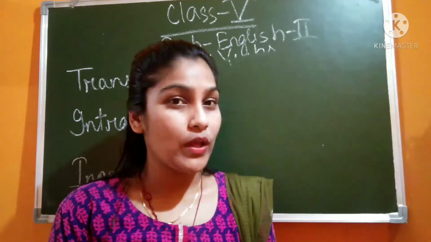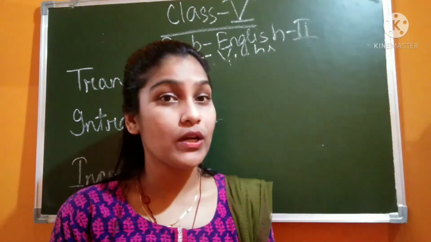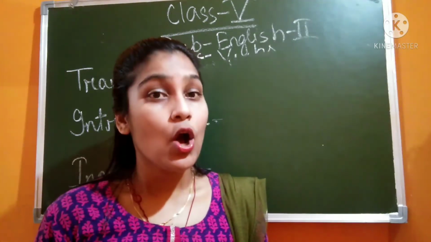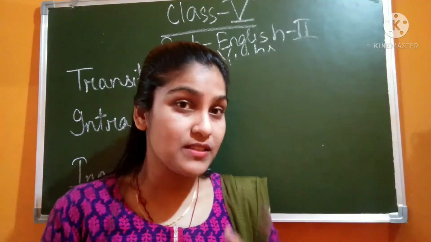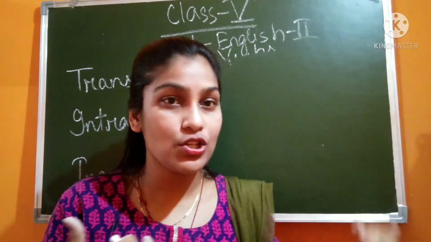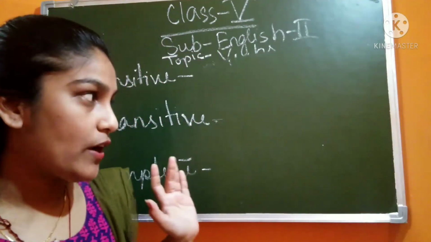So in the last class we learned about what an object is. What do you mean by object? An object is the person or thing that is affected by the action of the verb. That means it receives the action. Who receives the action? The object, right? So you know what an object is.